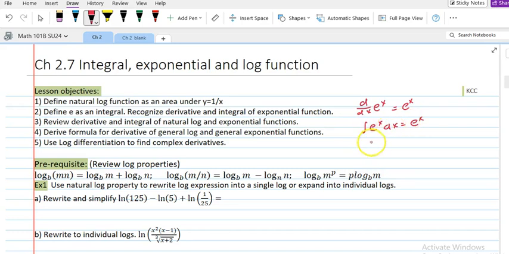The other thing we also know is d/dx of ln x, the log, which is the inverse of e^x, is 1 over x. And so if I do the integral of 1 over x dx, it is actually ln absolute value of x plus c. Oh, I forgot plus c.